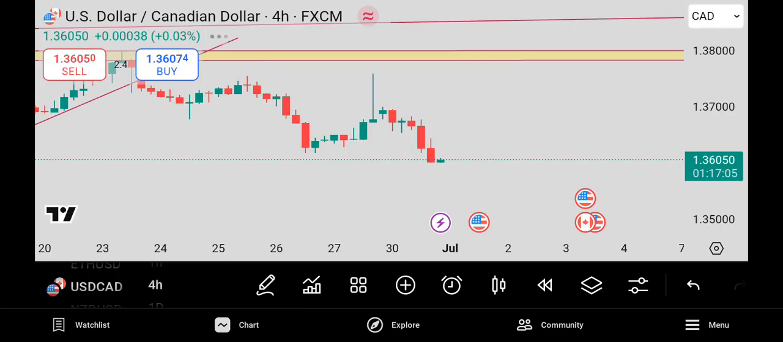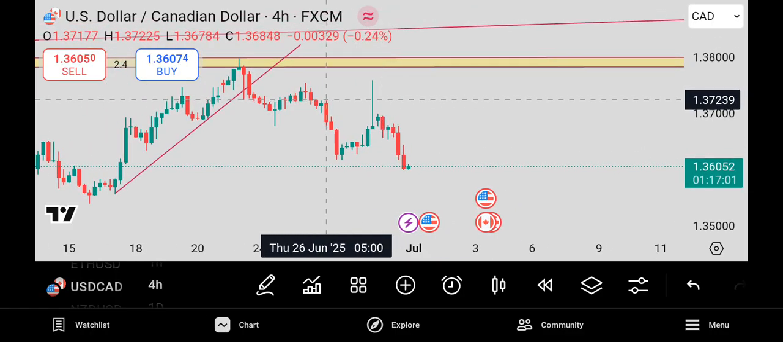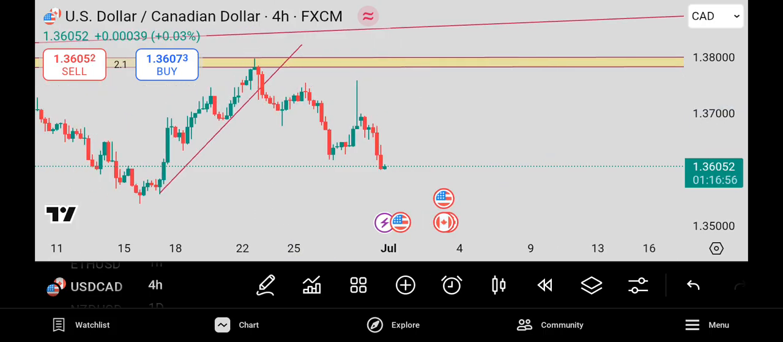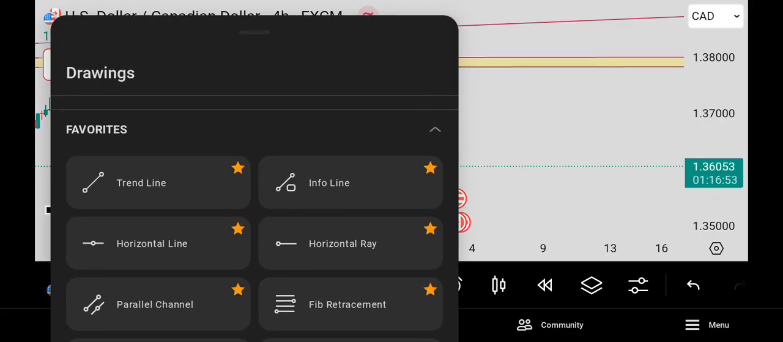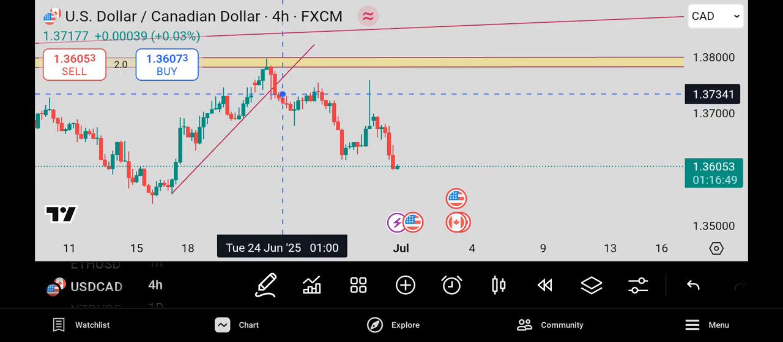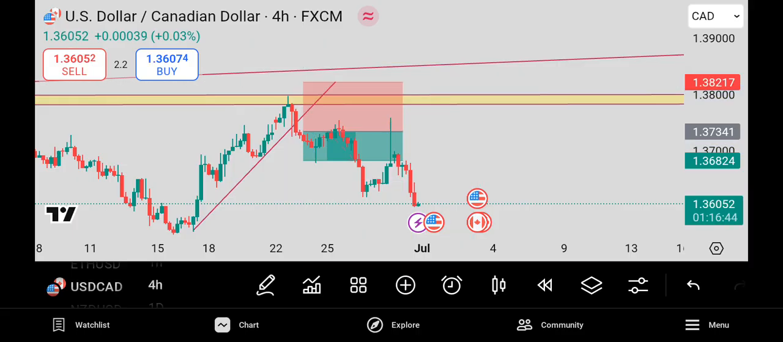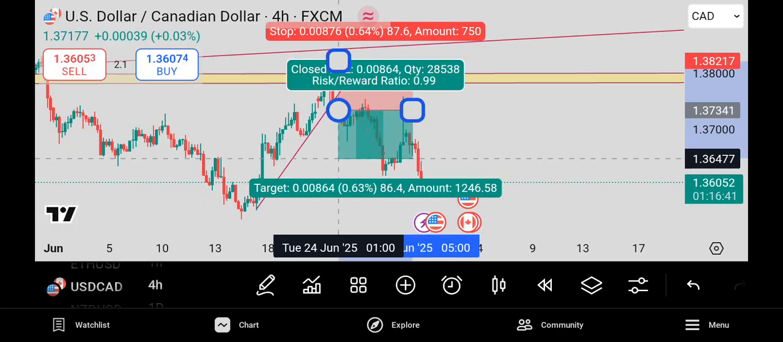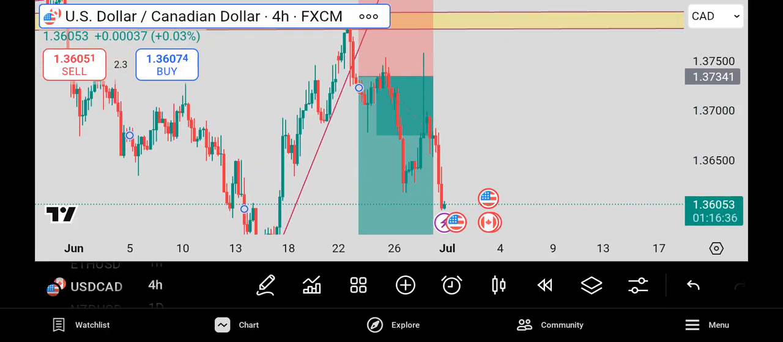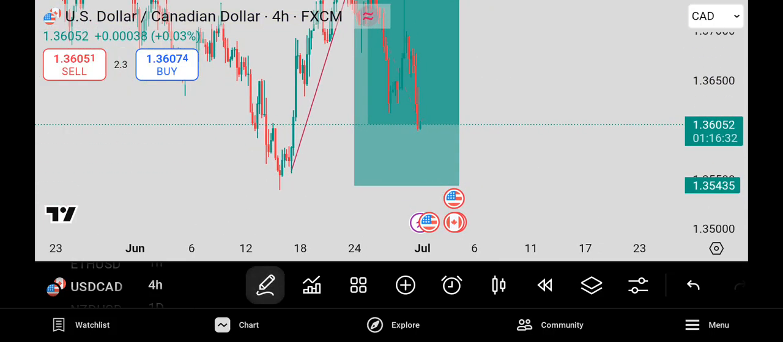So I drew my counter trend line. Then after this engulfing that formed here, when I drew my counter trend line, this engulfing candle closed here. I just plotted my short position. And my stop loss obviously was somewhere in this area. Then my first take profit is here. My first take profit was actually here at 50% retracement.